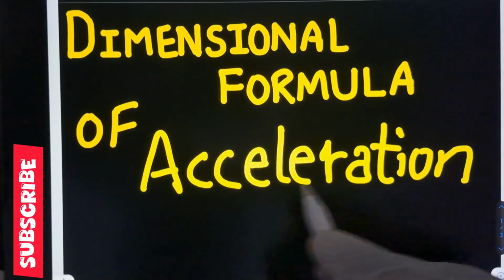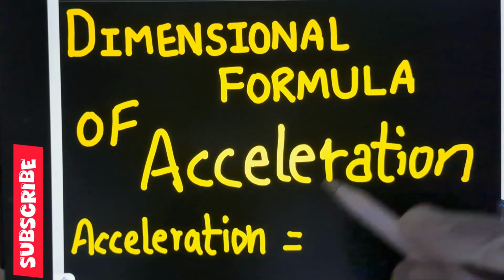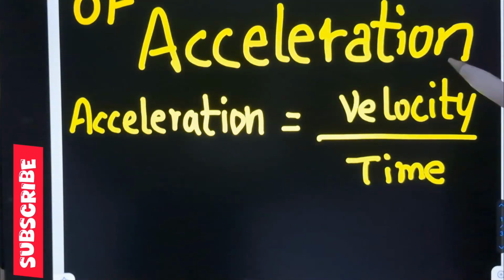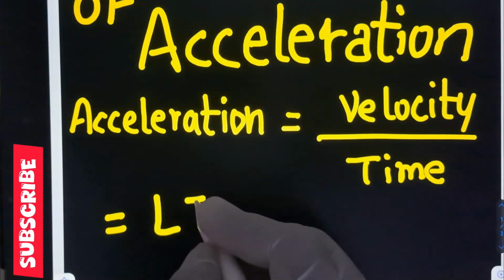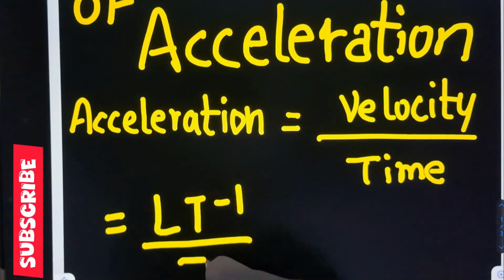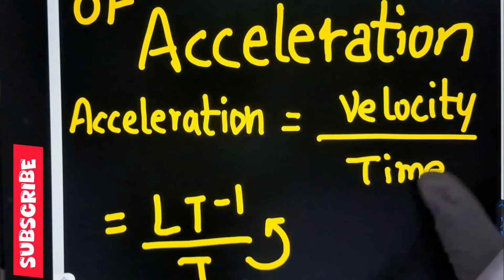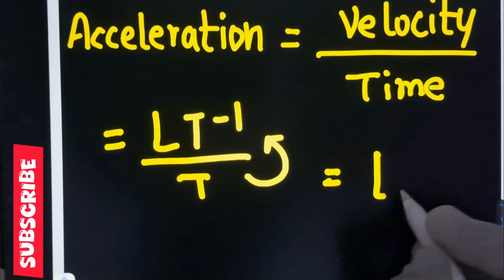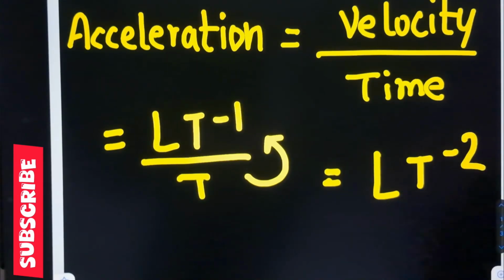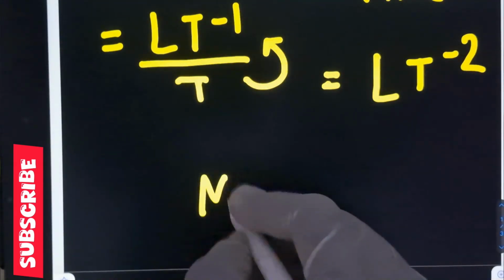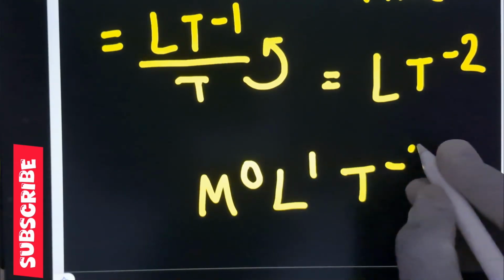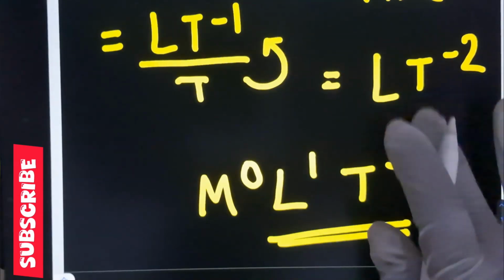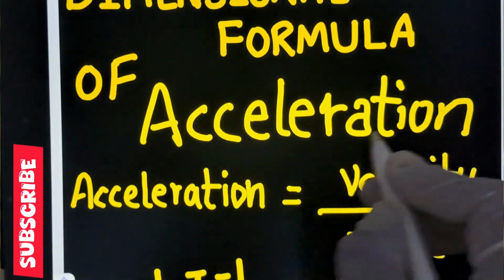To find the dimensional formula of acceleration: acceleration is equal to velocity by time taken. So we have to know the velocity dimensional formula. L T power minus 1 is the dimensional formula of velocity, and time T is reciprocated, and it is L T power minus 2. So the dimensional formula of acceleration is M power 0, L power 1 and T power minus 2.